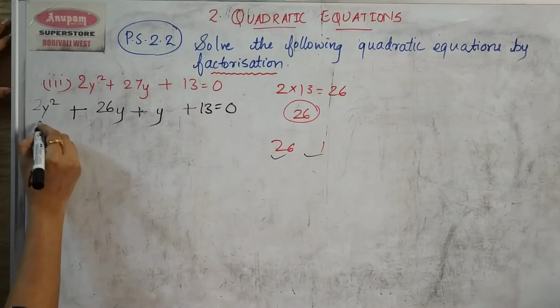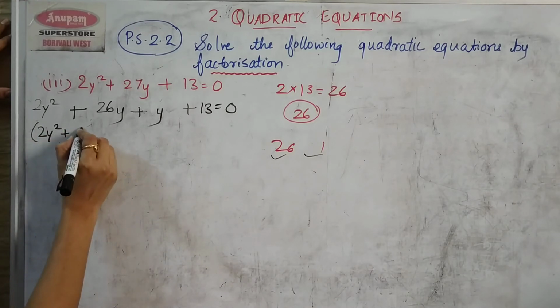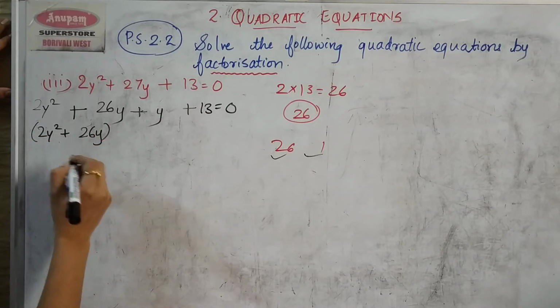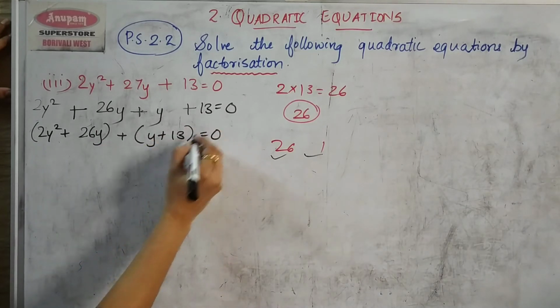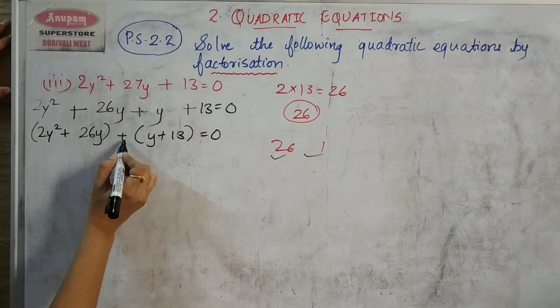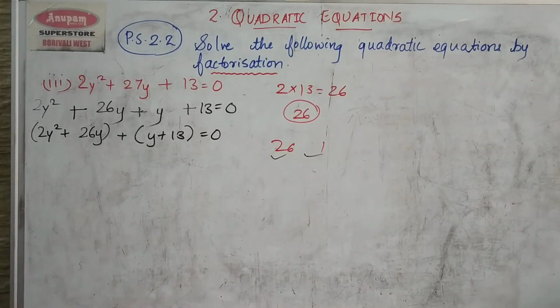In the next step, I'm going to form two brackets. So let us form two brackets. 2y square plus 26y is one bracket, and y plus 13 is the other bracket. Children, whenever we have this plus sign outside the bracket, it becomes very easy. You don't have to care for the sign inside. But when you have a negative sign, we have to be very careful about the signs.